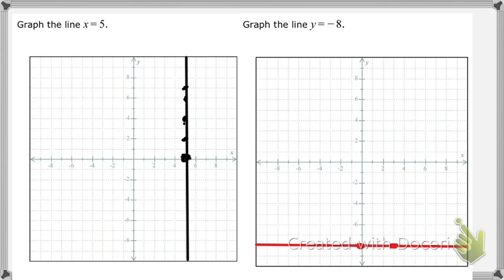You could get into this business of memorizing x is vertical and y is horizontal, but just think about a couple of points. Just go, well, I've got a point here where x is 5 and another point where x is 5, and 2 points make a line. Okay?